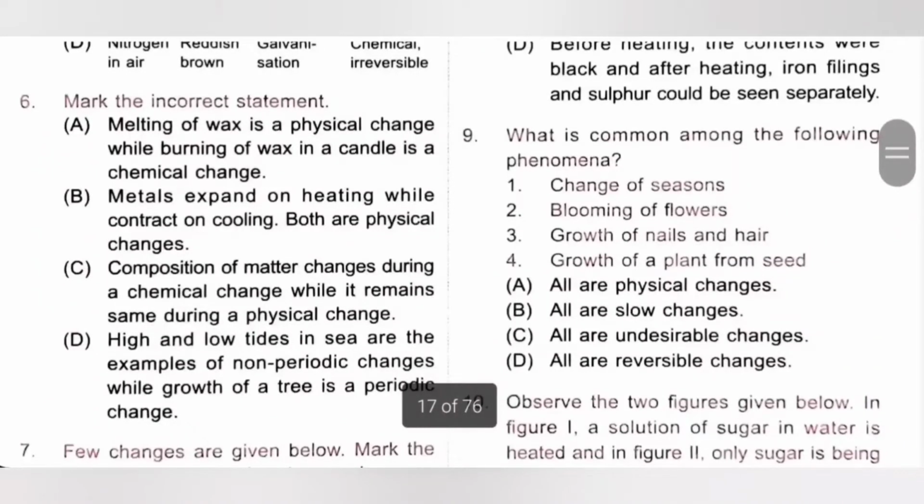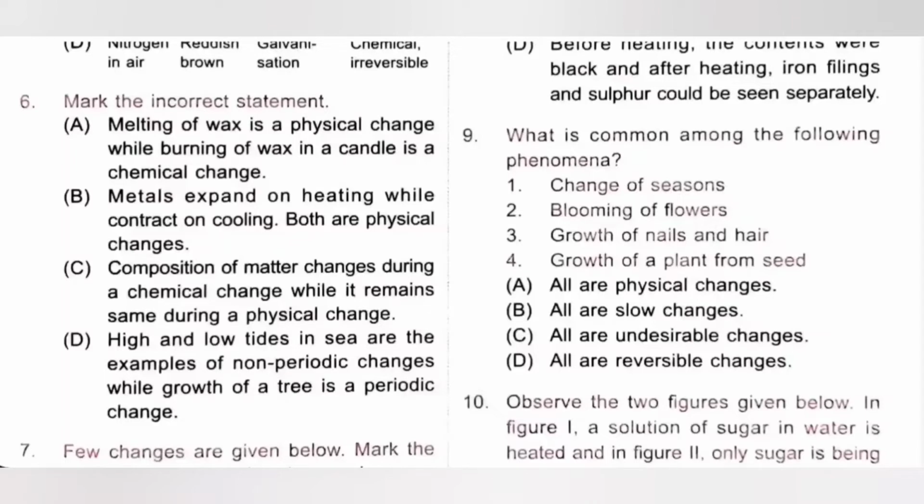9th. What is common among the following phenomena? 1. Change of season. 2. Blooming of flowers. 3. Growth of nails and hair. 4. Growth of a plant from seed. So, A. All are physical changes. B. All are slow changes. C. All are undesirable changes. D. All are reversible changes.